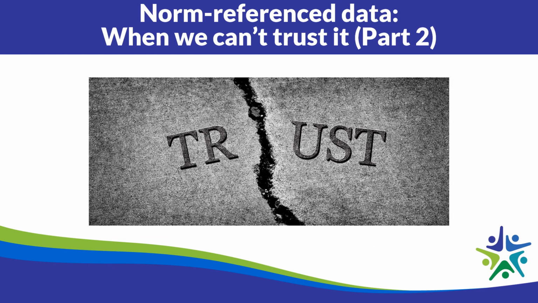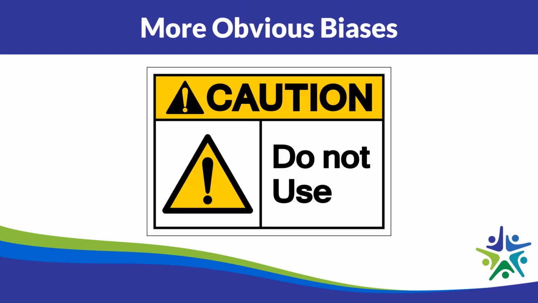So now I'd like to shift to thinking about using norm reference data, or more correctly, not using norm reference data when we can't trust it. So I first want to talk about some more obvious biases. We'll talk more about these as we go throughout our time together. These are things we should all hopefully be quite on the same page with.